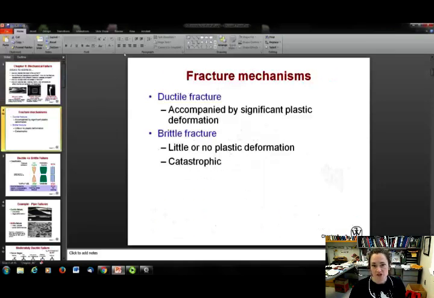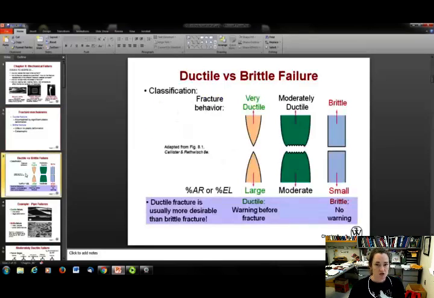So first let's talk about the two mechanisms to fracture. There's ductile fracture, where you have significant plastic deformation before the fracture occurs, and there's brittle fracture, which is little or no plastic deformation and can be quite catastrophic and sudden. So, of course, if you look at what the parts look like after they've fractured, let's say, for example, that you've performed a tensile test on the material, then for a very ductile material, at the break point it's been drawn to a very narrow point. There's a lot of necking, and it forms a sharp point like you see here.